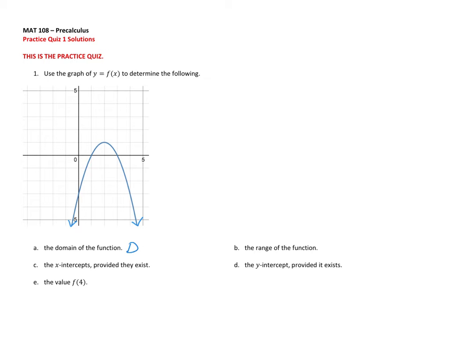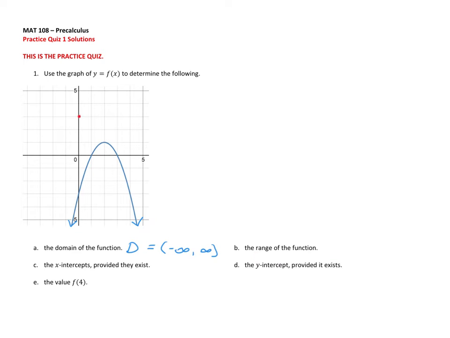So I'm going to put D for domain and indicate that it's everything from negative to positive infinity. So there's not an x value on the x-axis that is missed by this graph. Now what about the range? The range is the set of all y values that correspond to the points on this function. Now the range is not going to be all real numbers.